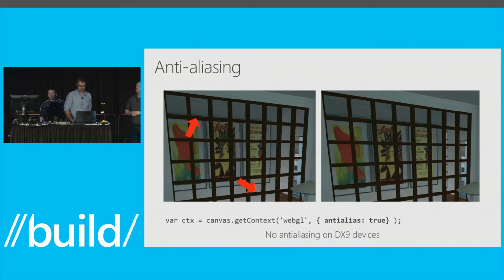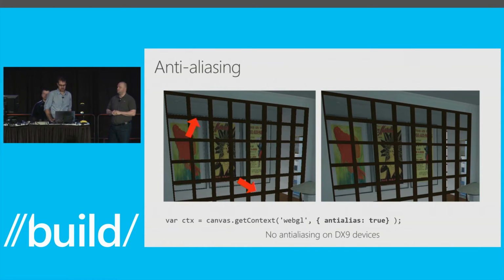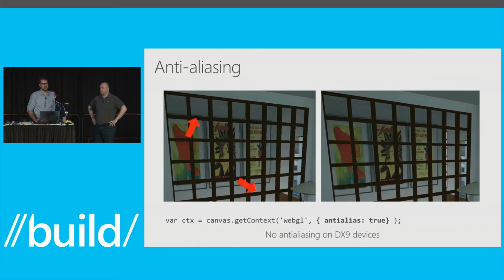So very easy. There is no WebGL anti-aliasing, unfortunately, on DX9 devices. So ARM tablets and the phones, you do not get anti-aliasing due to some perf concerns. But on DX10 and above, it's available. You can just set the anti-alias flag in all your content, and we will either enable it for you or not, depending on which device you're on.